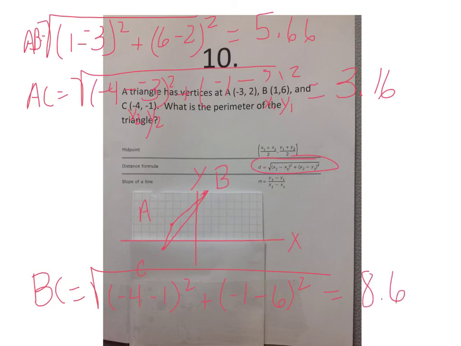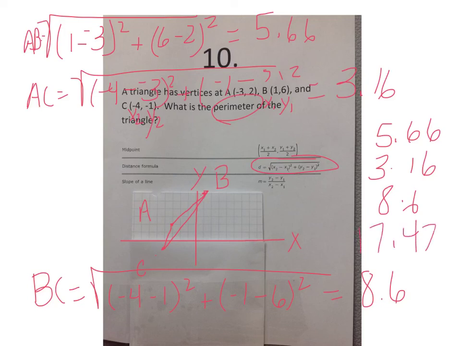So now to find the perimeter, we're going to add those up. 5.66, 3.16, and 8.6. And we get 17.42. So our perimeter is 17.42.